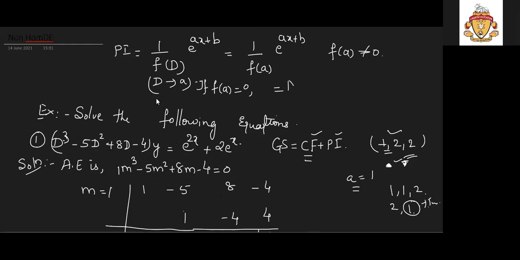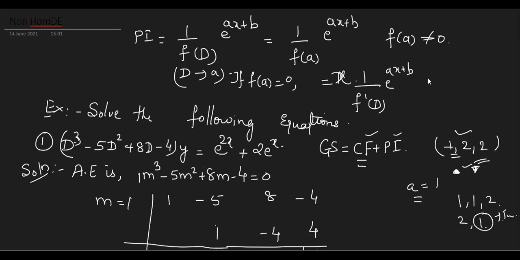Multiply the numerator by x and differentiate the denominator with respect to d. Okay. Now after doing this, again we have to think of replacing d by a. Correct? Again, we have to replace it.